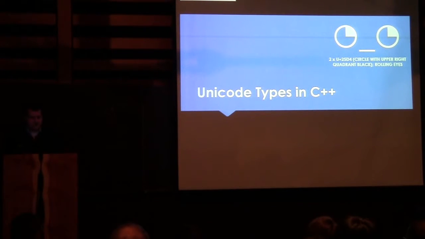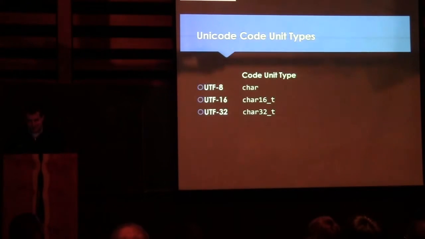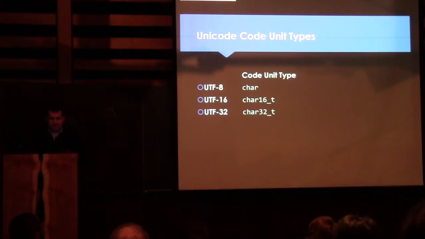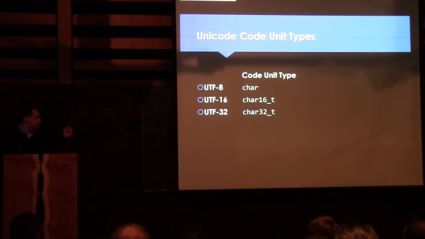So that's enough about Unicode in theory. Let's look at the amazing Unicode support in C++. C++11 adds a number of Unicode code unit types. Char, of course, has always existed, and it can be used to represent a UTF-8 code unit. UTF-16 code units can be represented using a char16_t, and UTF-32 with a char32_t.